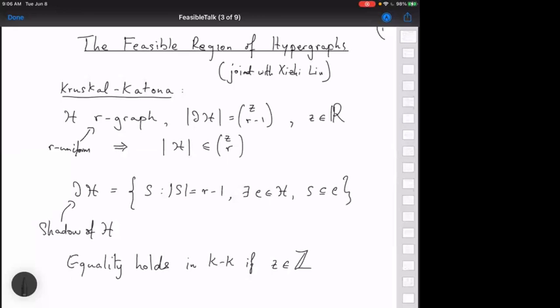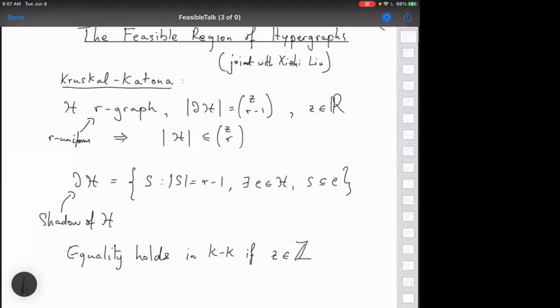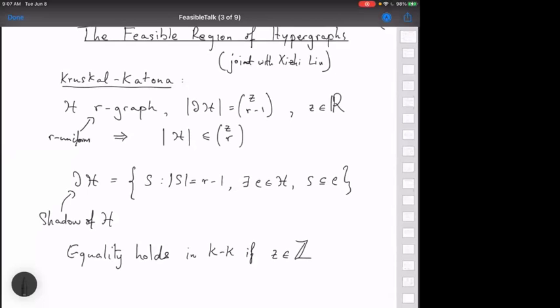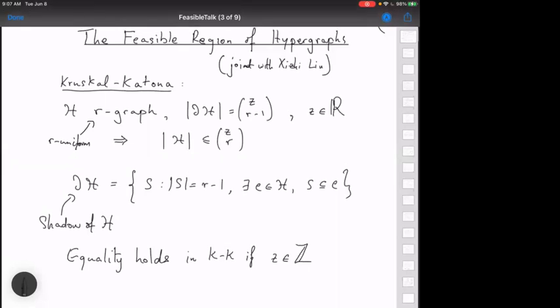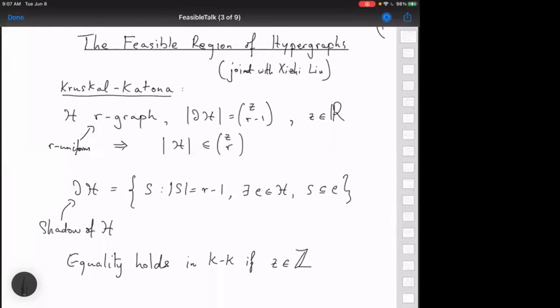So I'm going to be speaking about r-uniform hypergraphs. I'll call them r-graphs. That means the sets of edges have size r. And I'm going to be very interested in the shadow. So I've defined the shadow here. The shadow of an r-graph H is the collection of (r-1)-sets that lie inside some edge of H, the standard definition. And we're going to be interested in the relationship between the size of the shadow and the size of the hypergraph. That means the number of edges.